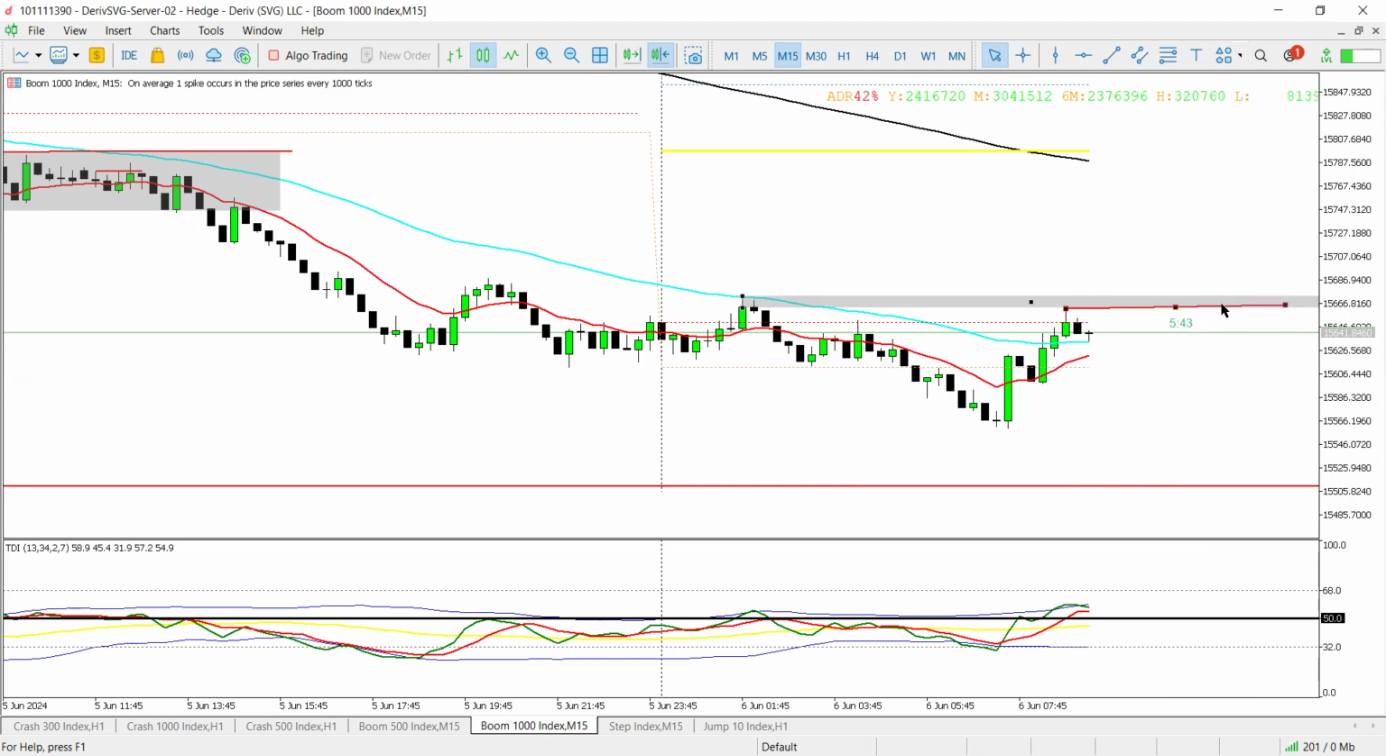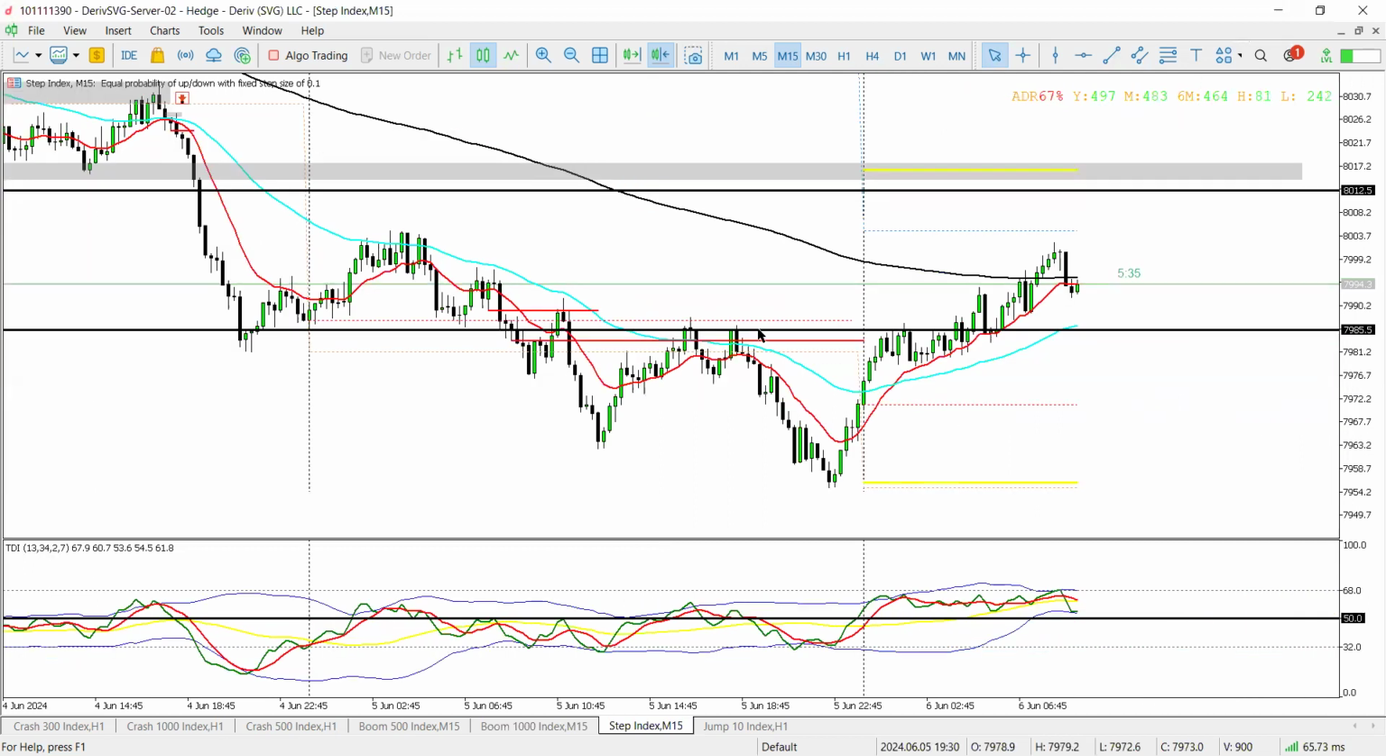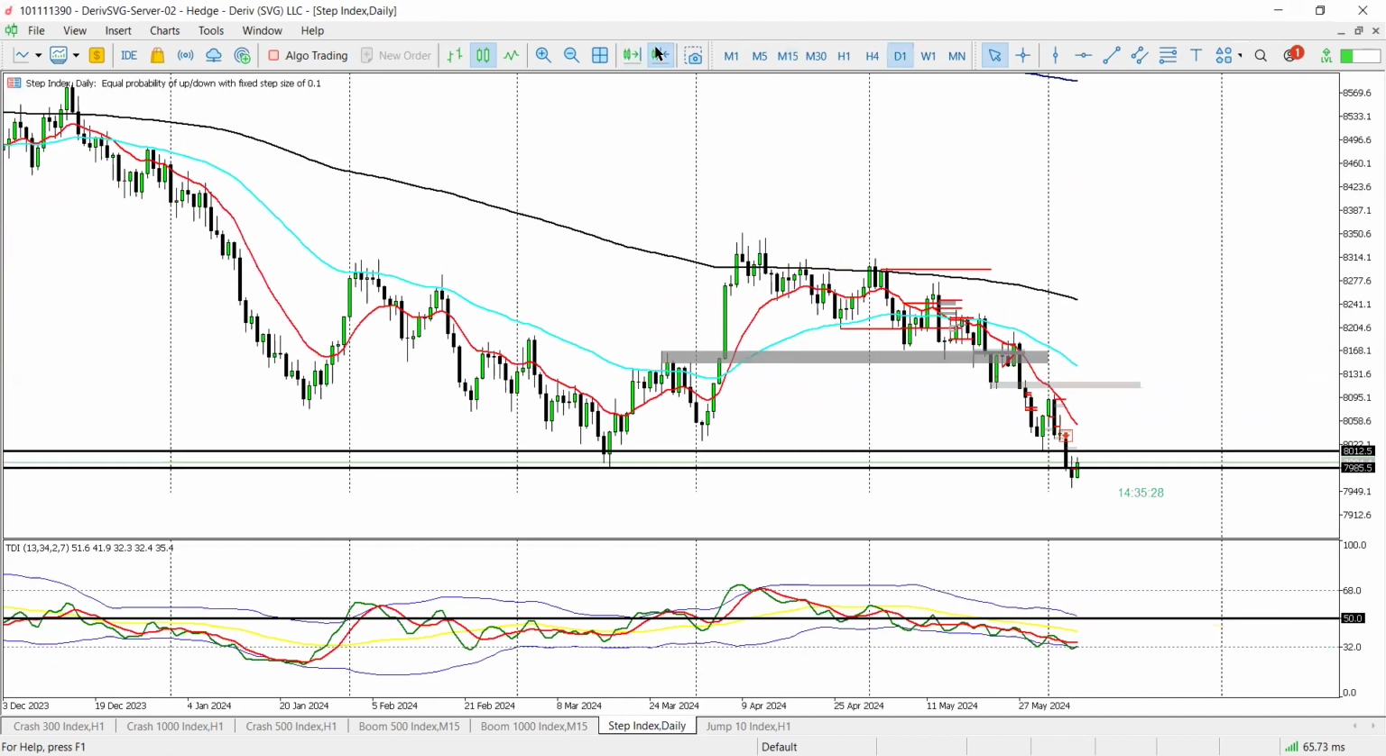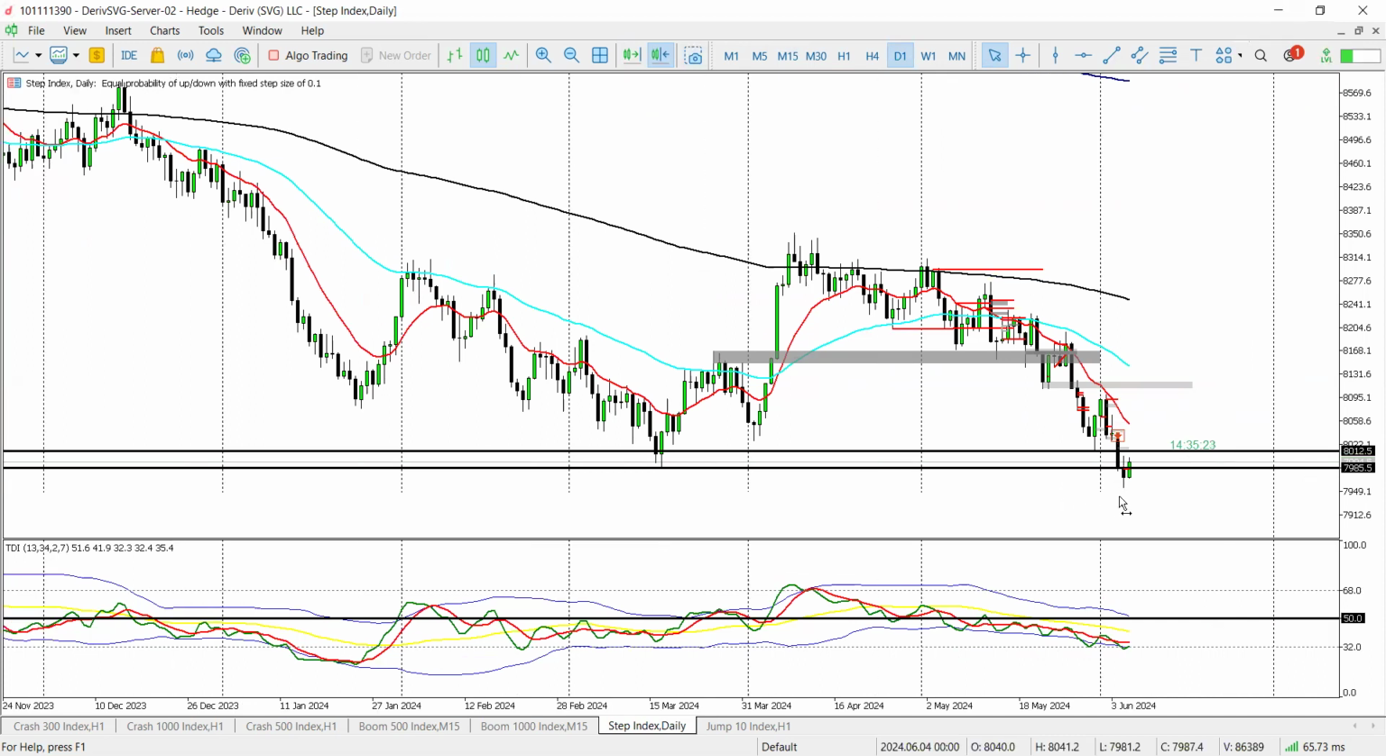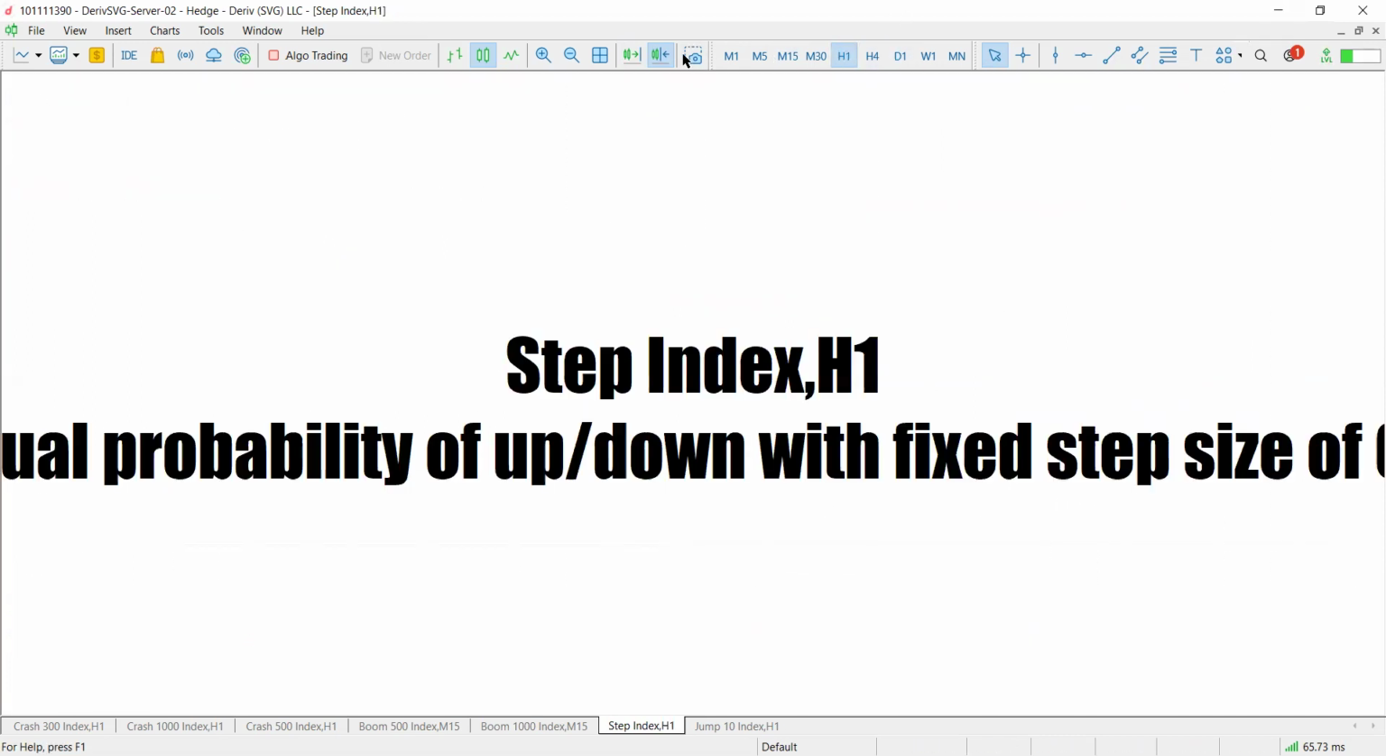So that's my view on B1000, and I'm going to leave it on M15. Then going to step index. Yesterday, what happened? How were we looking at this? Let's see. The daily will tell us the story. Okay, so from the daily, I remember we're talking about price pushing down, if I'm not mistaken.